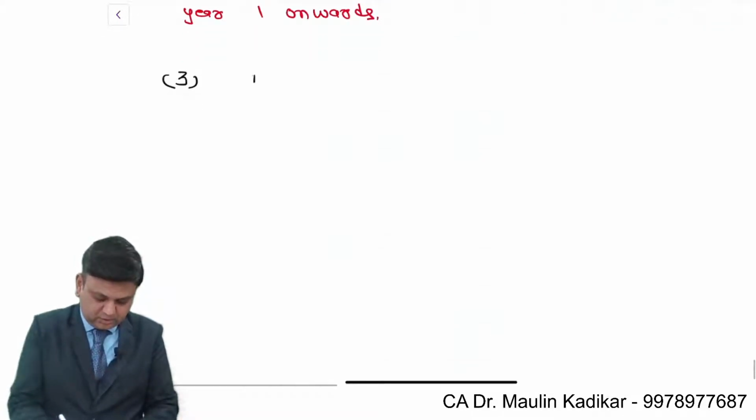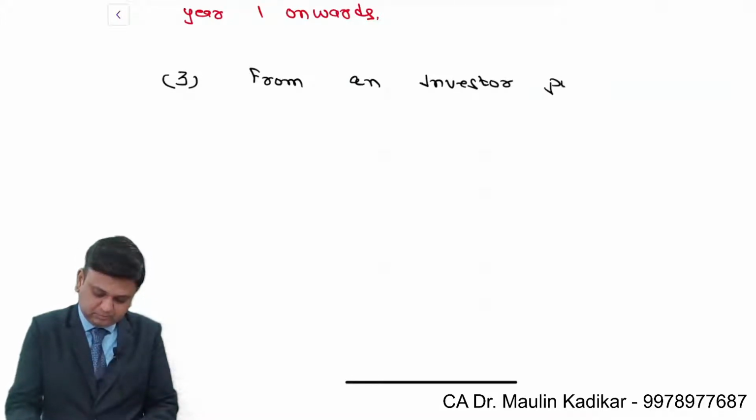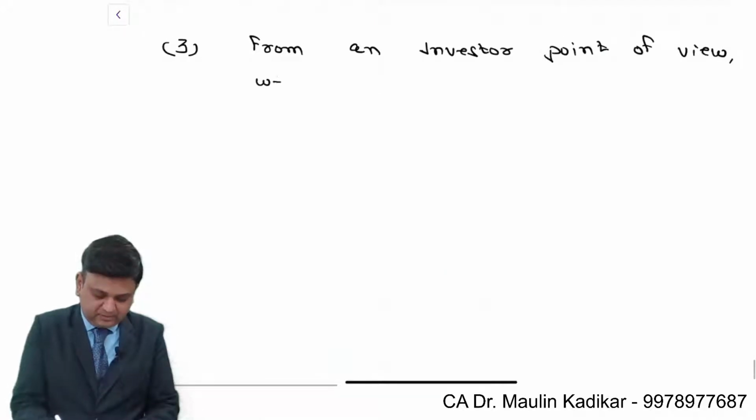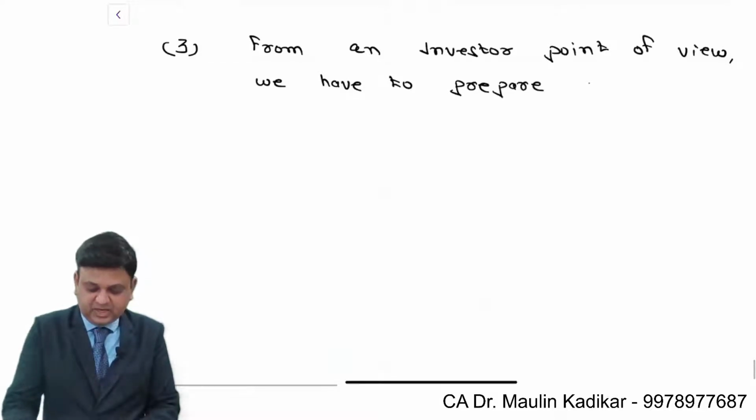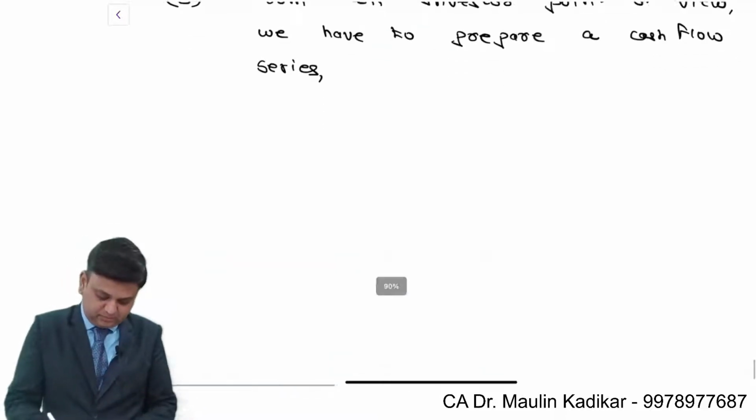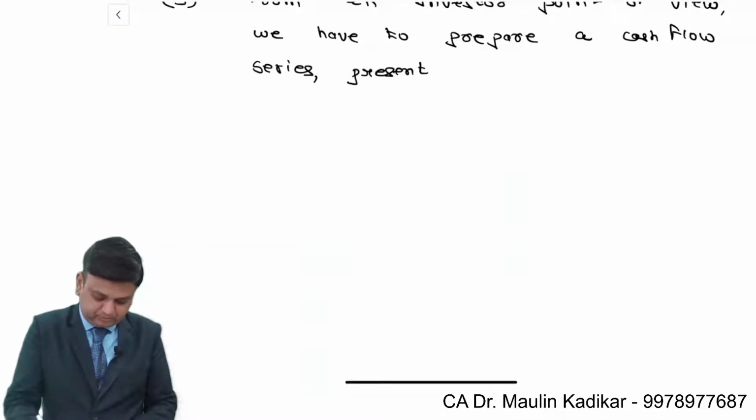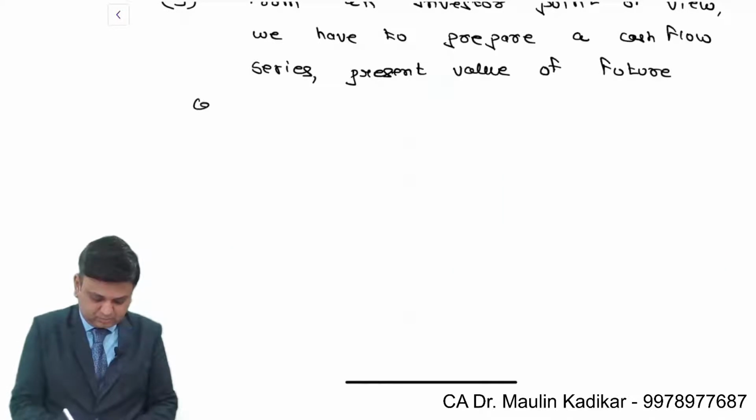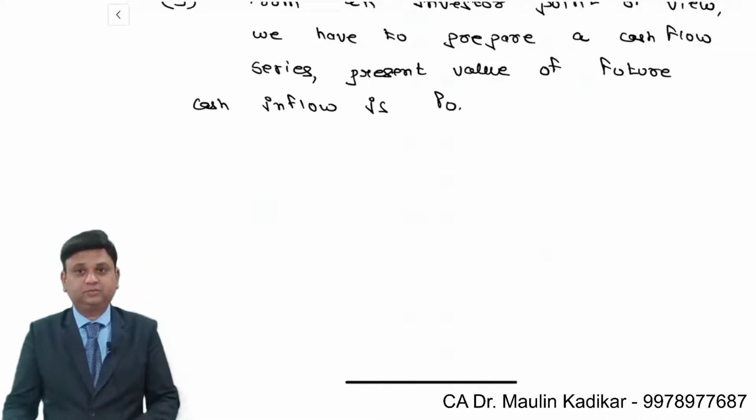Third point, from an investor point of view, we have to prepare a cash flow series, comma, present value of future cash inflow is P0. Full stop.